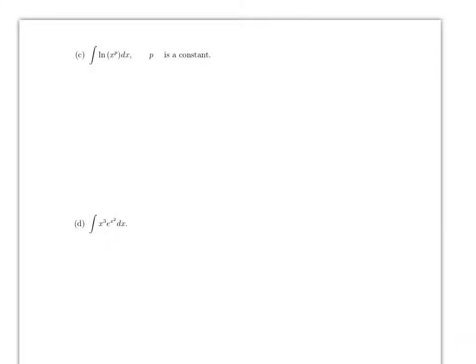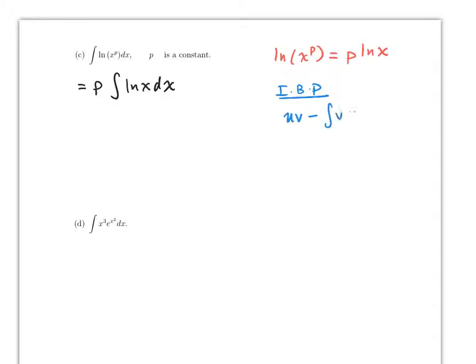Now let's try 1c. Just recall from pre-calculus that ln of x to the p is the same thing as p ln x. And remember, here p is a constant. So technically, what we're really trying to integrate is ln x dx. We're going to use now the integration by parts method. And remember, the integration by parts formula is uv minus the integral of v du. So you have to pick u and dv.